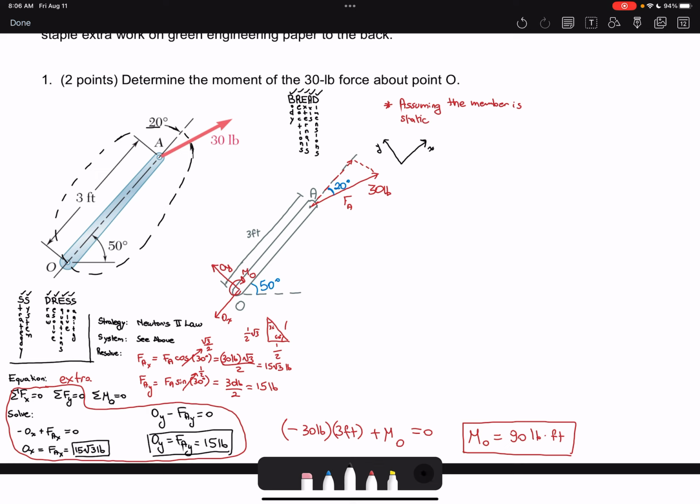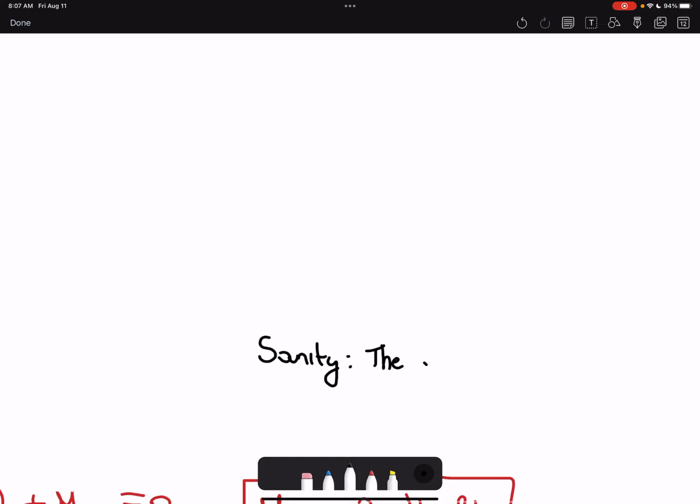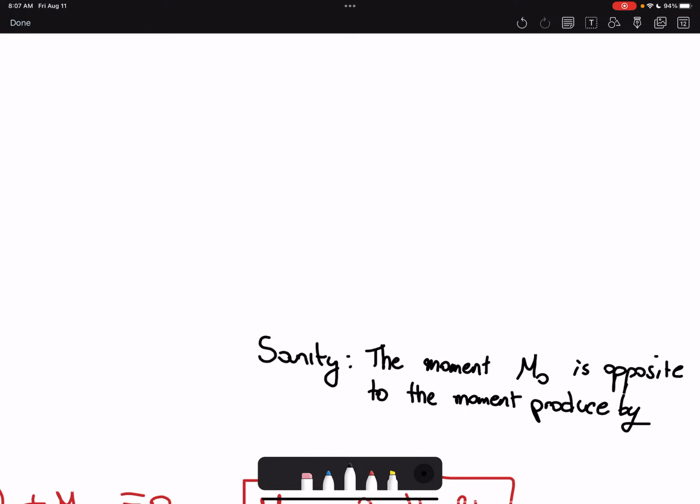And now let's think of a sanity check. So for a sanity check, what can we do? Well, we're saying there is a positive moment of 90 pounds times feet, pound feet. And it's in the other direction. The moment MO is opposite to the moment produced by FA at O. So that's a good sanity check, I think.